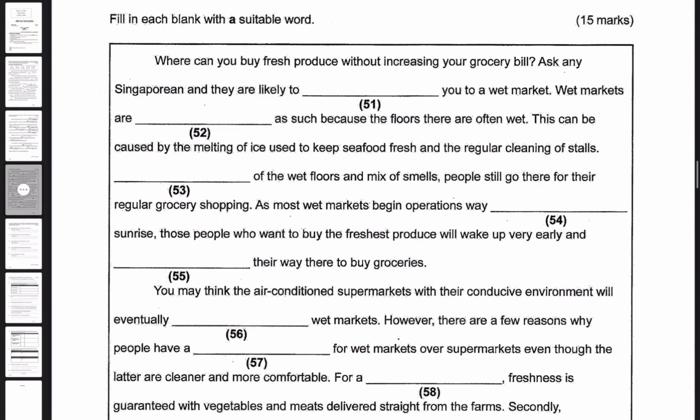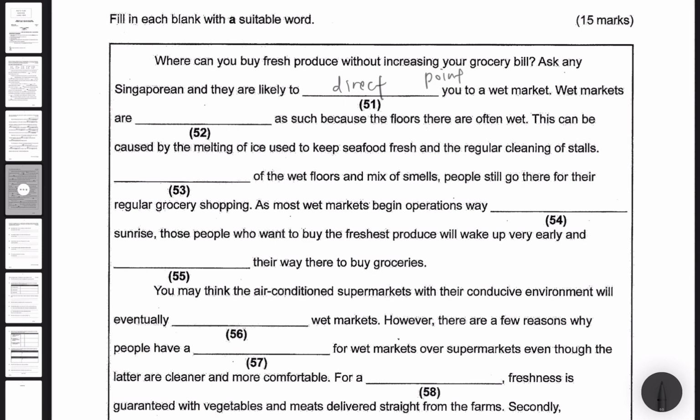Cloze, most students' arch nemesis, but fret not, okay, we will run through this together and I will try and explain as best I can the way I arrive at the answers, okay? So: ask any Singaporean and they are likely to blank you to a wet market. So what? They'll tell you to go to a wet market, right? So what's the best word here? They are likely to direct you. Okay, direct means what? To tell. Okay, I will accept point as well, I think.